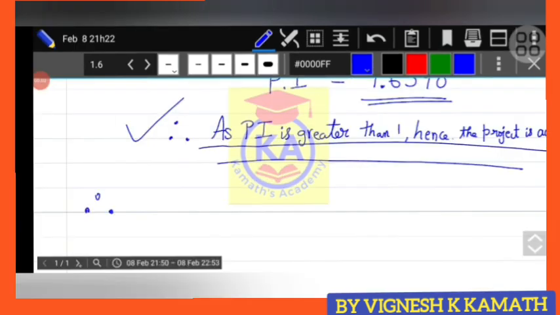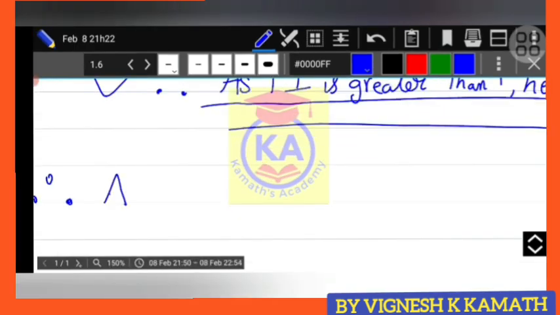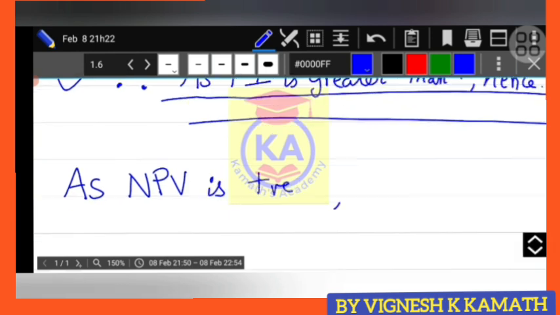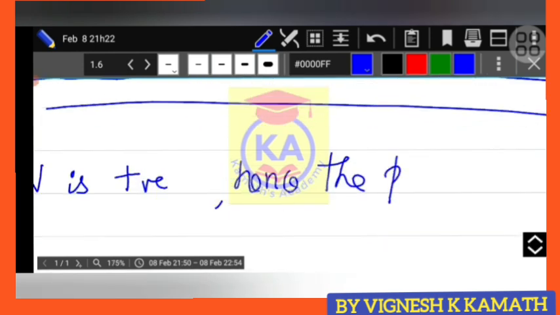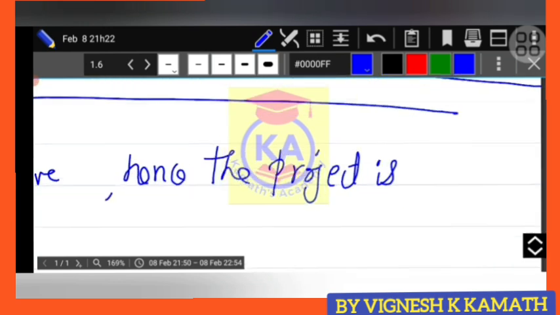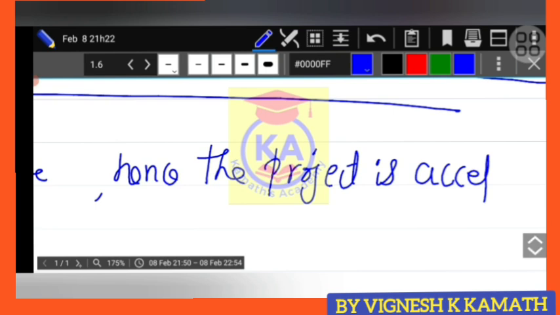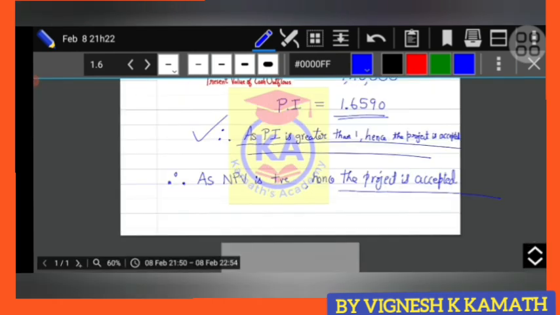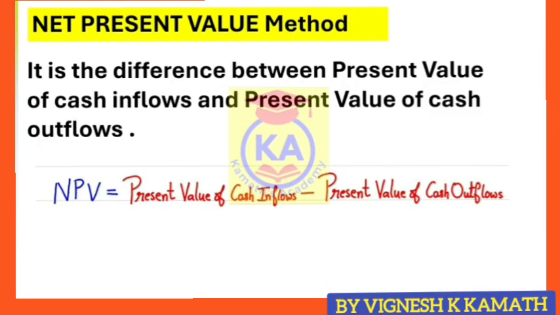For NPV also we have to write a conclusion, that is, as the NPV value is positive, hence the project is accepted. For both you have to write the conclusion. Conclusion is very, very essential. This was all about the NPV method and profitability index method.